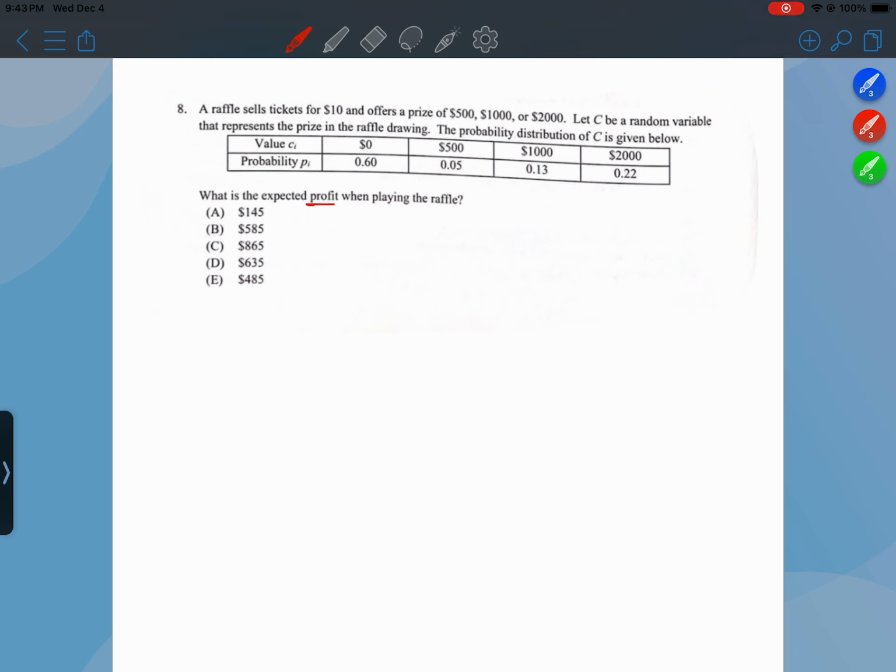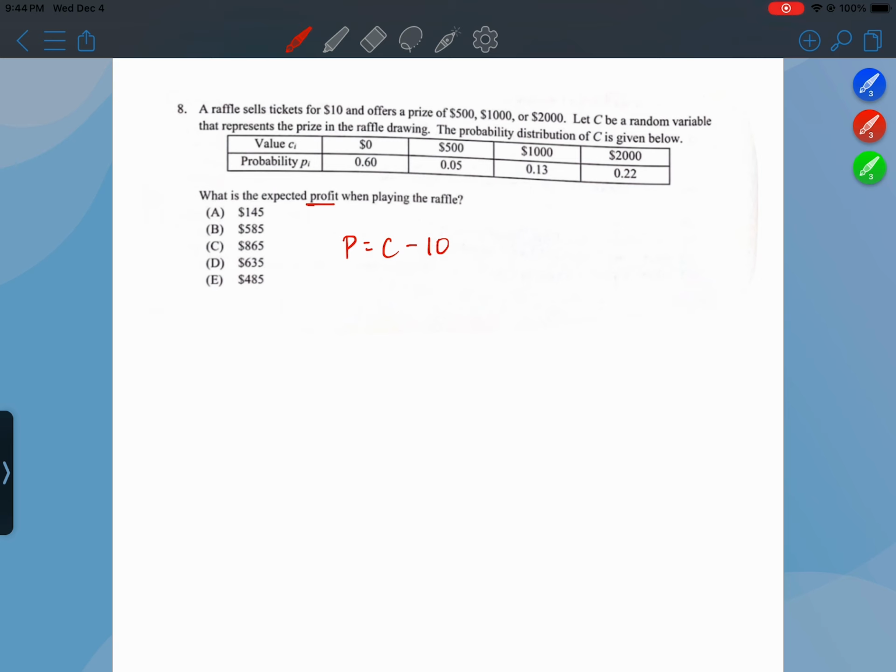So the profit is how much you win minus how much you pay. How much you win is the variable C, right? It's the prize amount, minus how much you pay, which is $10 for your ticket. So the profit is a random variable based on the random variable C minus a constant. So we're subtracting a constant.